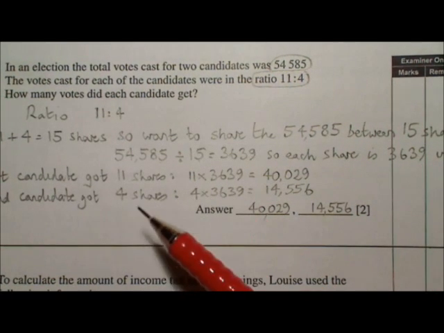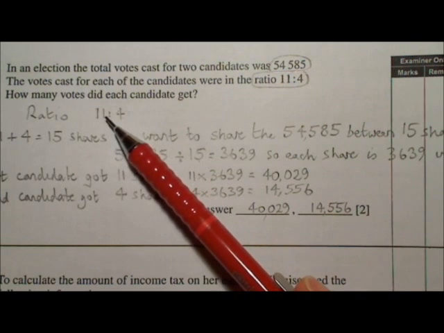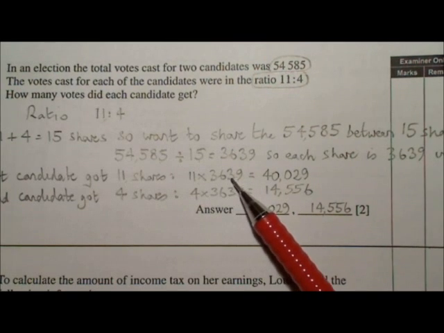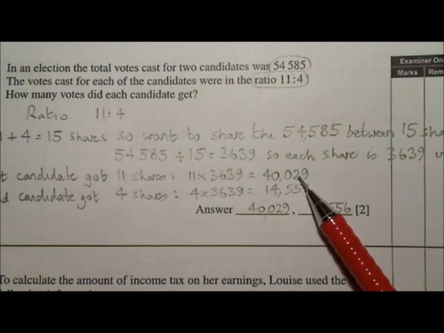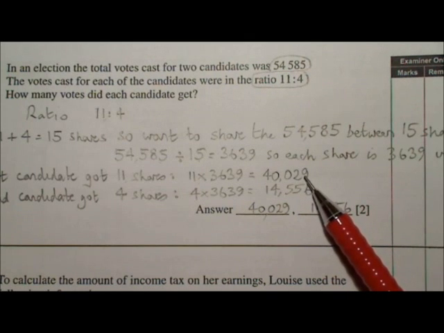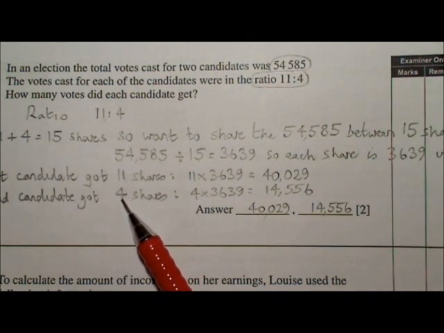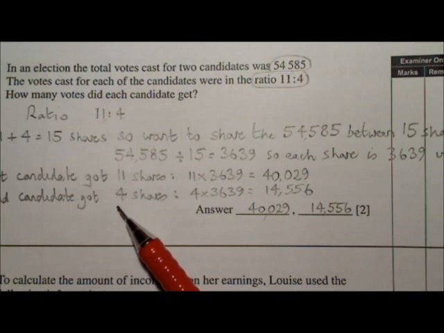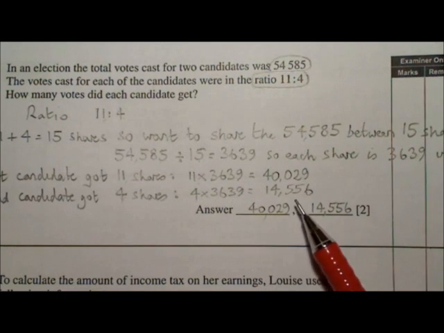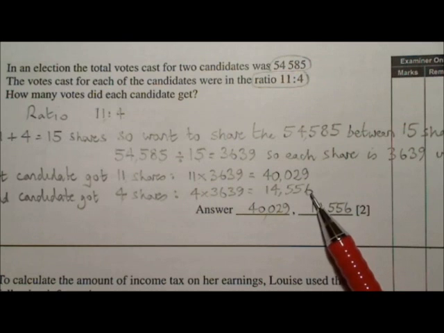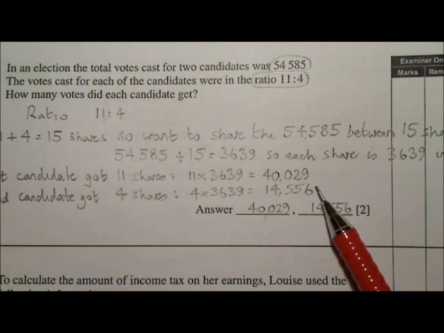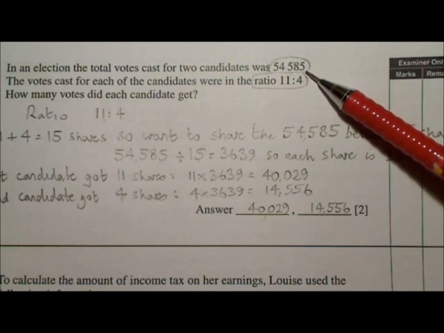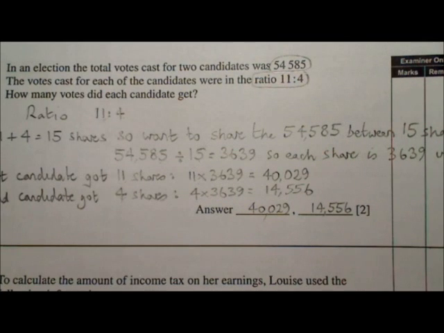But we know that the first candidate got 11 shares because his ratio was 11. So we're going to multiply 11 times 3639, which gives us 40,029. So the first candidate got 40,029 votes. The second candidate, his ratio was 4, so he gets 4 shares out of the 15. So 4 times 3639 is 14,556. So that's what each of the candidates gets, and we can check by adding those two numbers together, and we get back to our original total of 54585.